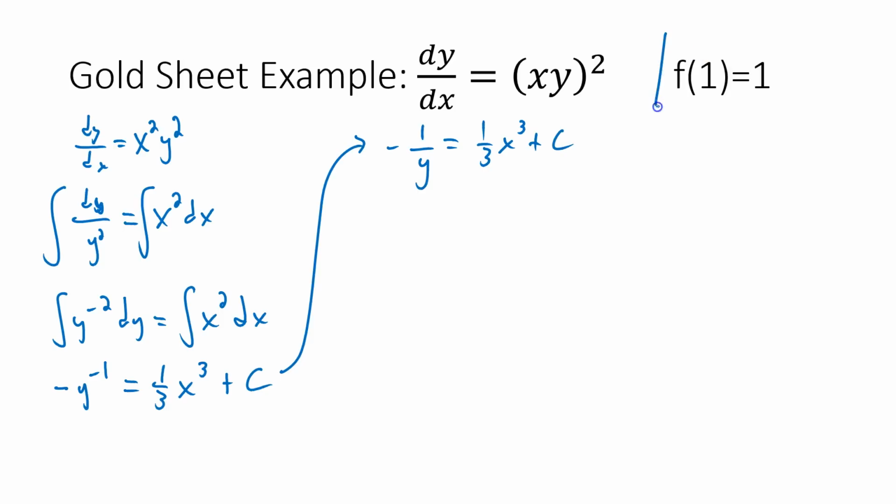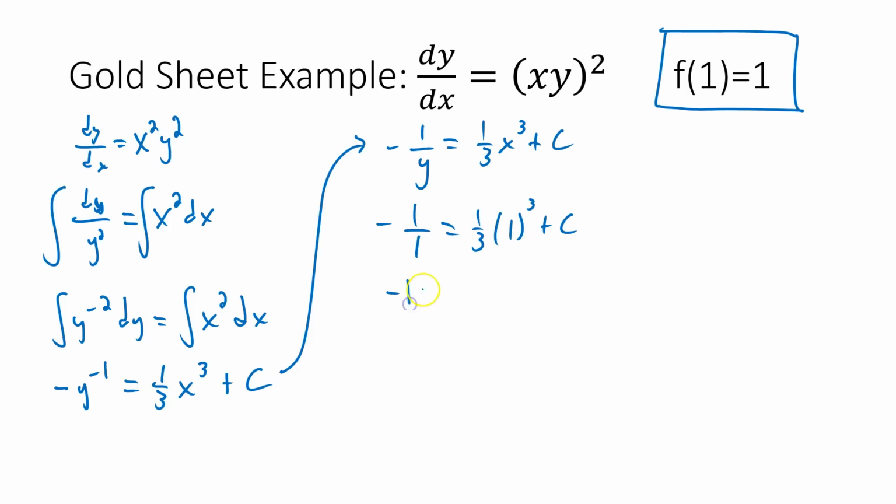So now I look at my initial condition to solve for c. And I see that f of 1 equals 1. So when x is 1, y is 1. So I have negative 1 over 1 is equal to 1/3 times 1 cubed plus c. That's a little overkill, right? I wouldn't have had to put the 1 cubed there, and this is negative 1, but I just want to go through the process each time.